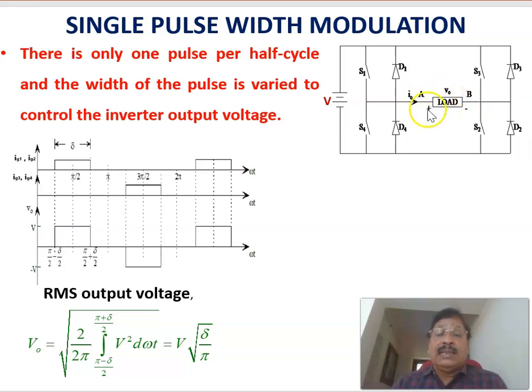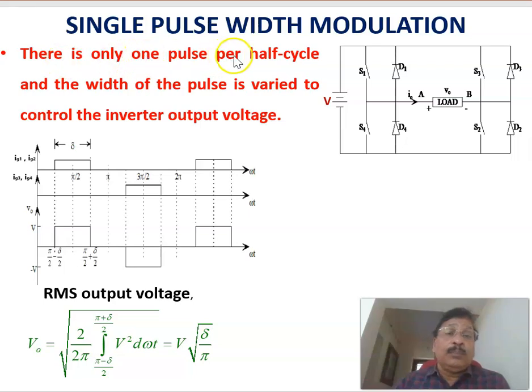What we are considering is that positive voltage means here plus with respect to here, that is taken as a positive voltage. Similarly, if the current is in this direction, it is taken as positive current. Therefore, this is a single phase bridge inverter circuit topology.